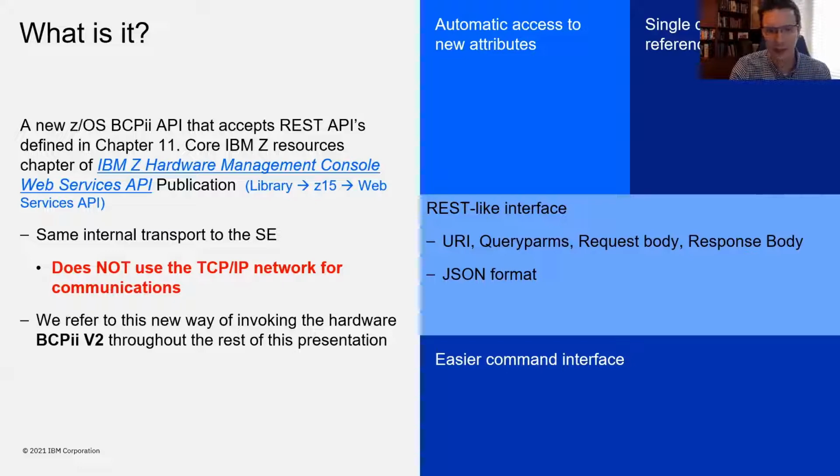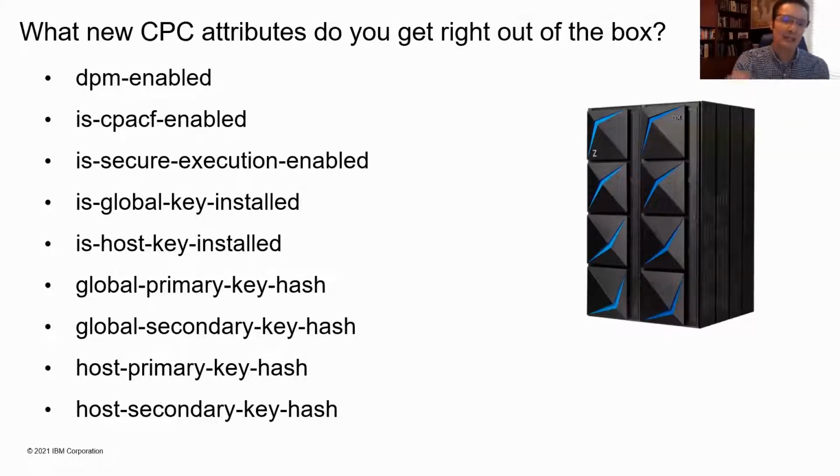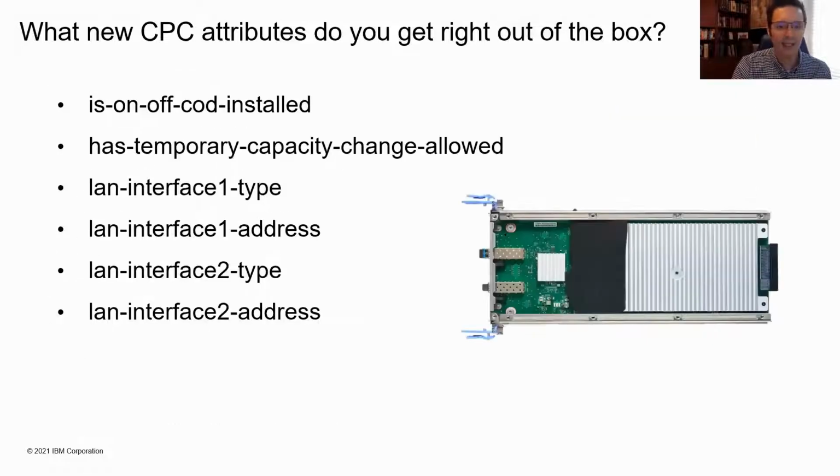this new REST-like service. Okay, so let's talk about some of the attributes that I get right out of the box. When I switch to HWI REST, I now have lots of attributes that I can access that I couldn't with version 1, or the traditional set of APIs. So I can find out the enablement and hash values of many different functionalities on the hardware. I can find out additional interface information dealing with the LAN and with capacity on demand.